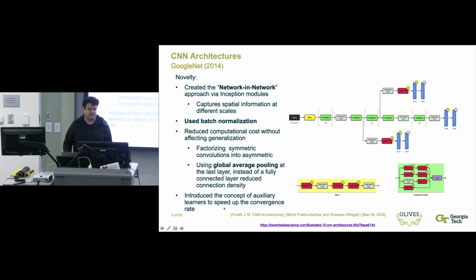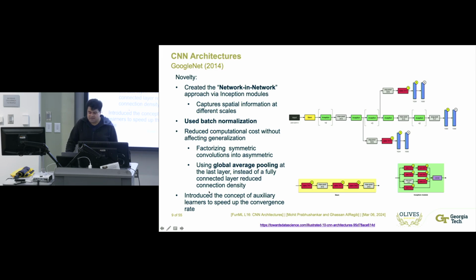Global average pooling, on the other hand, we also saw this when we looked at the pooling layers. All it's doing is taking an average of the kernels rather than the maximum value. So instead of doing a fully connected layer, which is just multiplying your weights with your activations and adding a bias, it's just taking an average of all your final layer outputs instead of doing these multiplications and additions. That's another difference that GoogleNet or InceptionNet did.